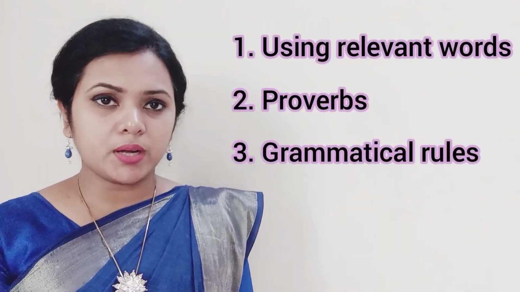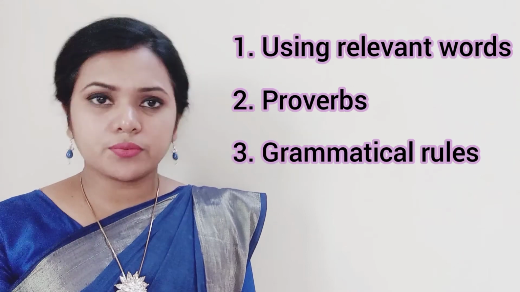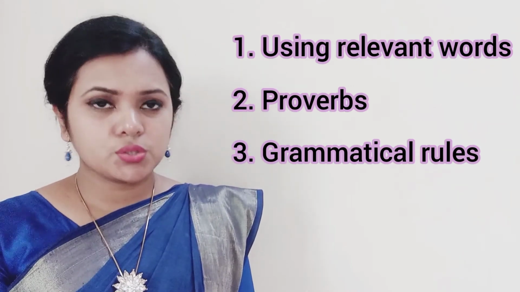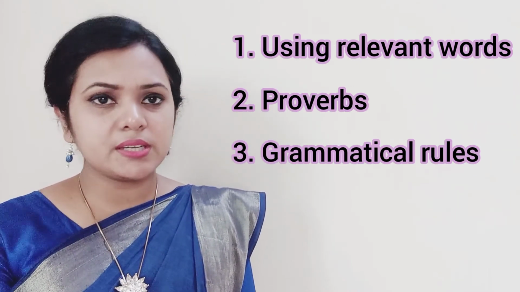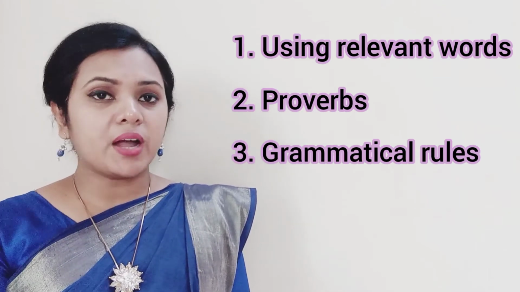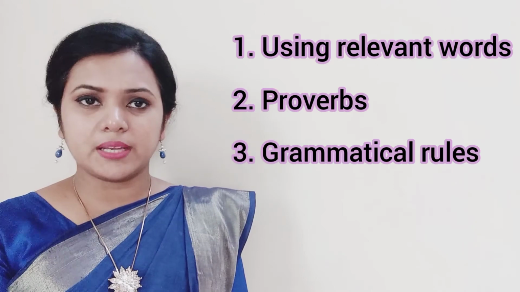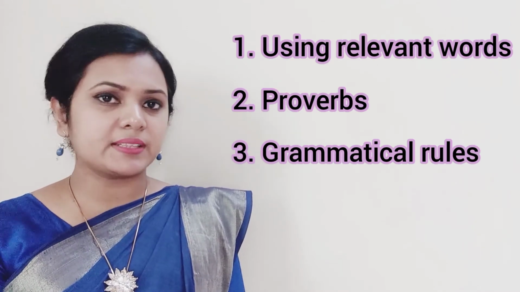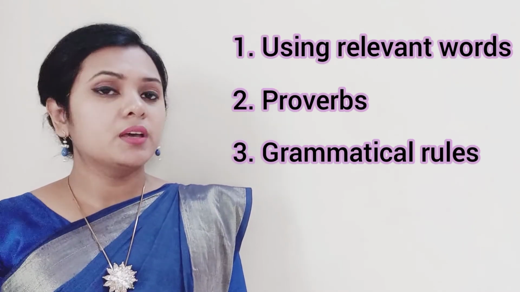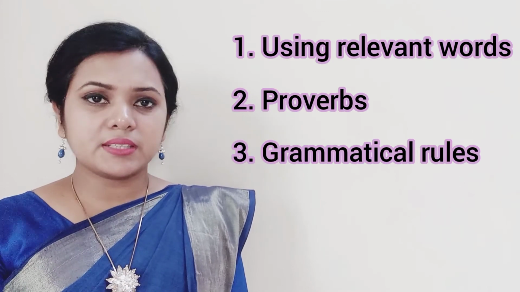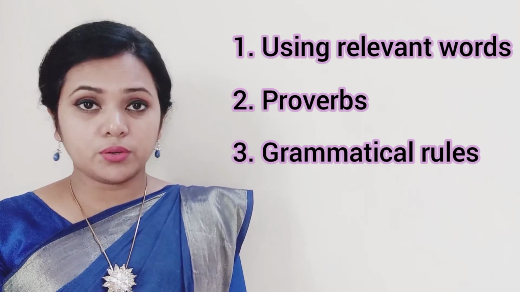Number 1, using relevant words or phrases. You cannot talk irrelevant things or write irrelevant words. You have to get the clue from the clue sentence and write accordingly, according to the information that is required over there. Number 2, the given sentence could be a part of a well-known proverb.